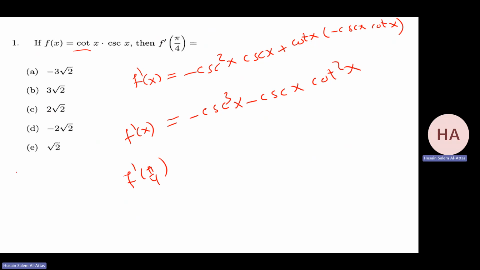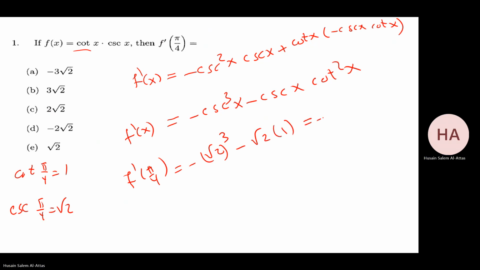Don't forget, cotan pi over 4 is equal to 1 and cosecant pi over 4 is square root of 2. Plug the numbers. I have minus square root of 2 cubed minus square root of 2 times 1. That becomes minus 2 square root of 2 minus square root of 2, which is minus 3 square root of 2, which is this answer.